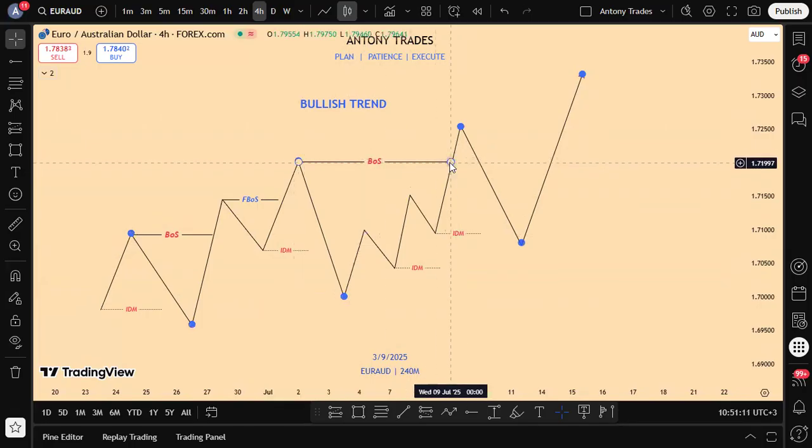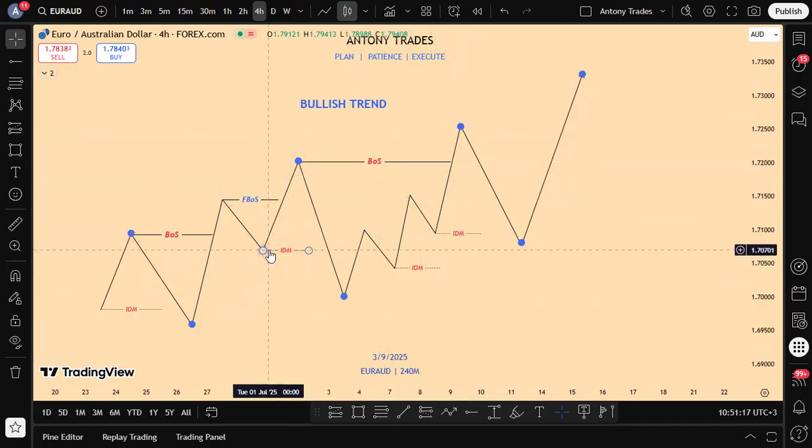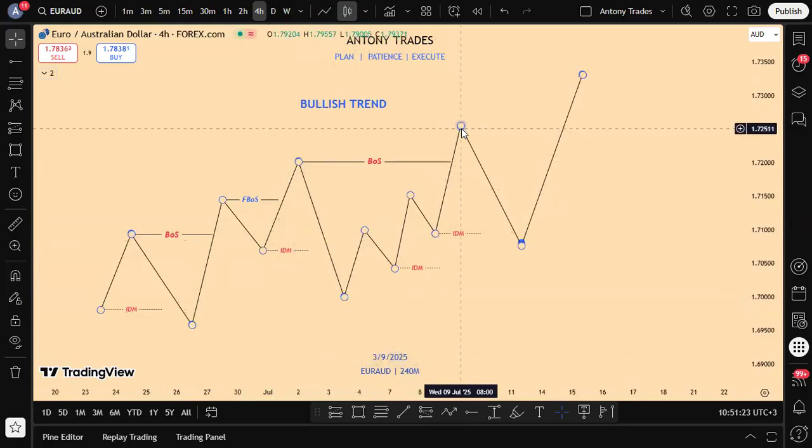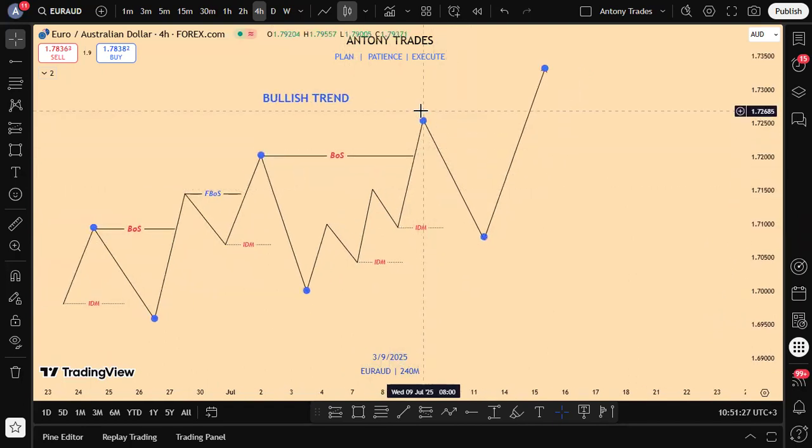So this also is a valid breakup structure. The reason we are saying it's a valid breakup structure is because it has swept liquidity. So it induced this low before pushing to break the structure to the upside. After doing so, the market has to come back and sweep liquidity.